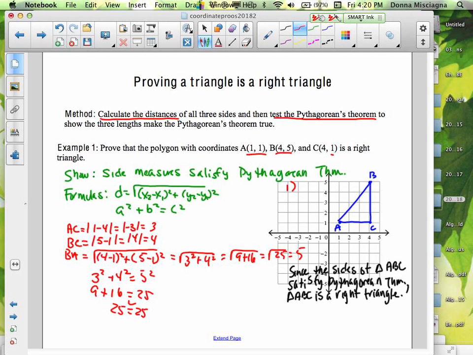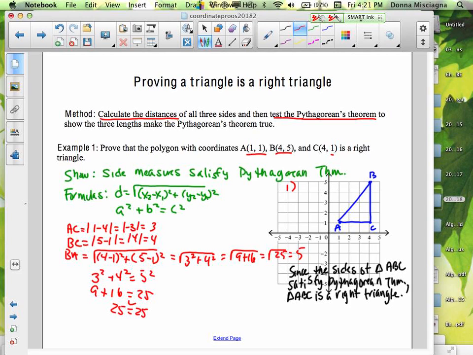Two of our lines are vertical or horizontal, and we can just calculate the difference in the x-coordinates for the horizontal side and the difference in the y-coordinates for the vertical side. For that diagonal AB, we're going to use the distance formula. The length of AC is just the difference between the x-coordinates, because it's a horizontal line. The difference between 1 and 4 is -3, and the absolute value of that is 3. BC is the difference between 5 and 1, so that's the absolute value of 4, or 4.